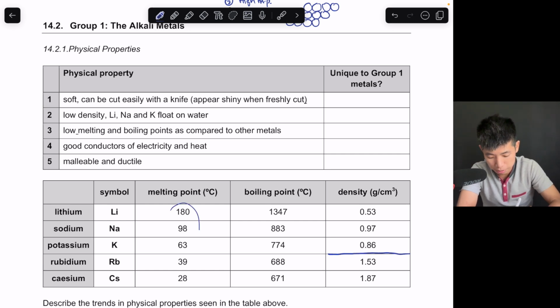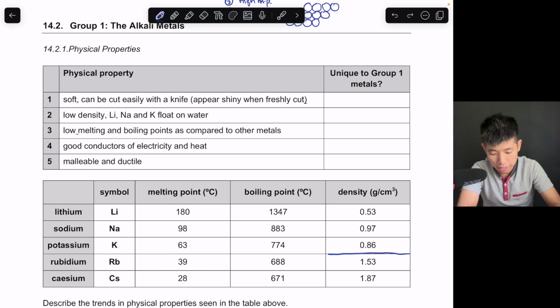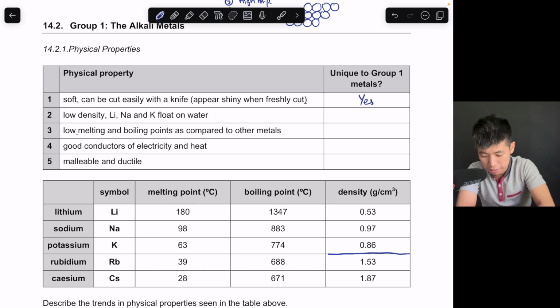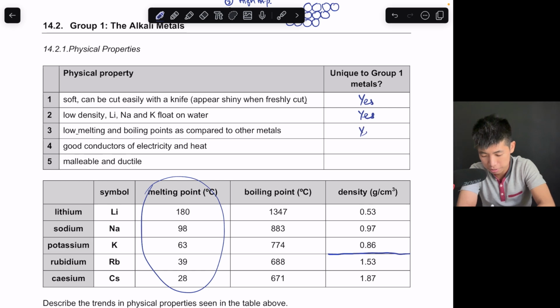Also, you notice that the melting point is rather low. In fact, for cesium, the melting point is just slightly above room temperature. If you have a vial of cesium and you put it in your hand, the heat from your hand is enough to actually melt the metal. So you can already see that certain characteristics, such as being soft, having low density, and having a low melting point, are quite characteristic of group 1 metals.